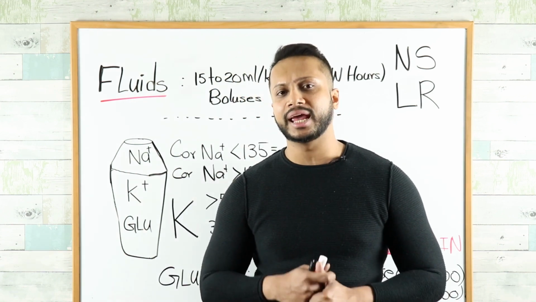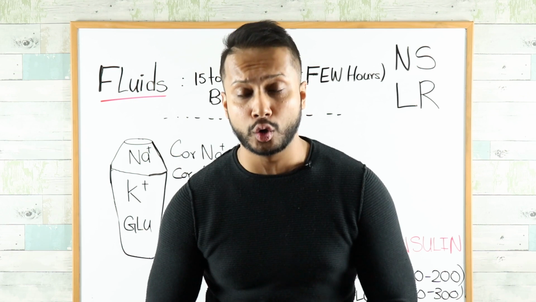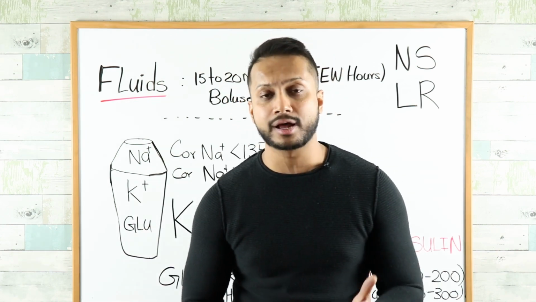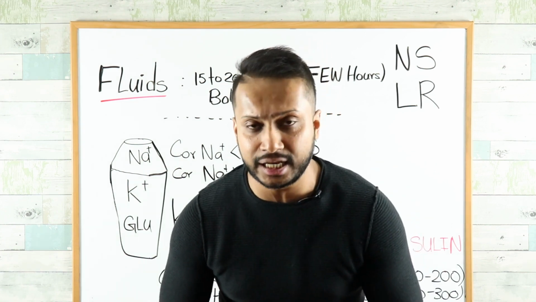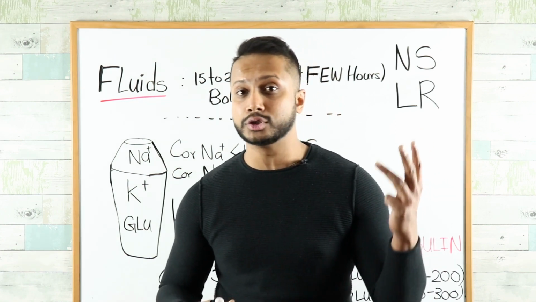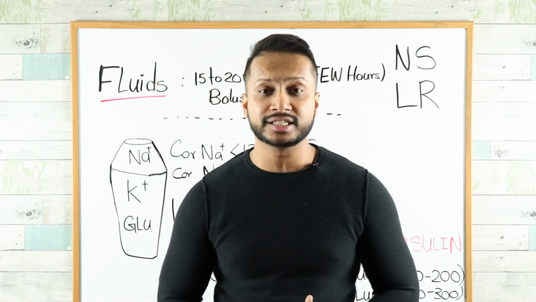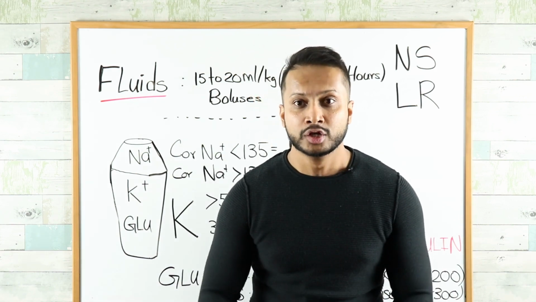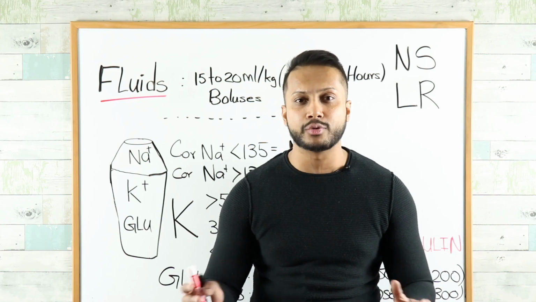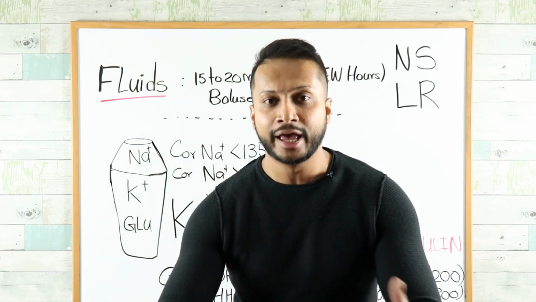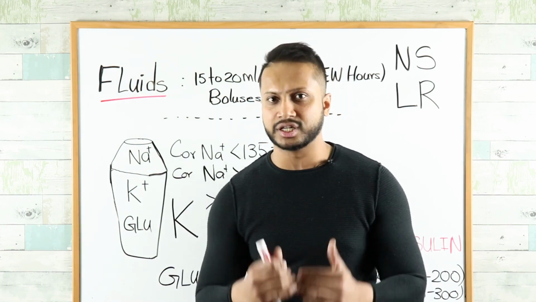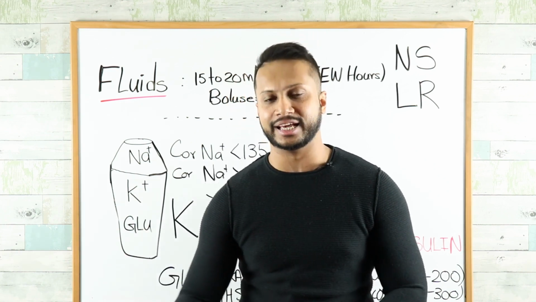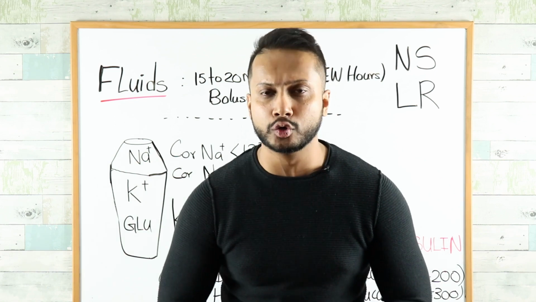In patients with DKA, your anion gap must close. It must normalize. Your pH must normalize. Your bicarbonate must be greater than 18, and your patient must be able to eat. Whereas in HHS, your serum osmolality must be less than 320. So these are the two parameters that you actually need to hit in order to say, you know what, I have successfully managed and treated my patient with DKA and HHS. It's not so much the glucose level.